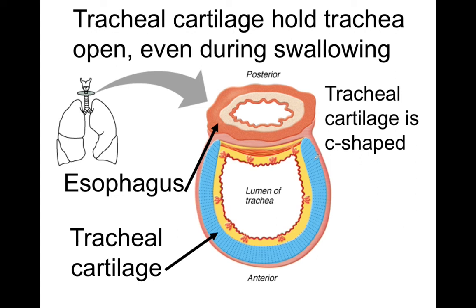And this is the job of the C-shaped cartilaginous tracheal rings. You can see that the tracheal cartilage is depicted in blue here. Because of the shape of the tracheal cartilage, this keeps the airway patent or open. And this assures that our airway will not close when we relax our muscles or lose muscle tone when we sleep.